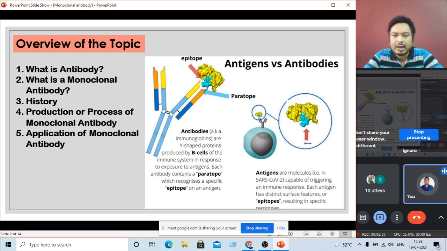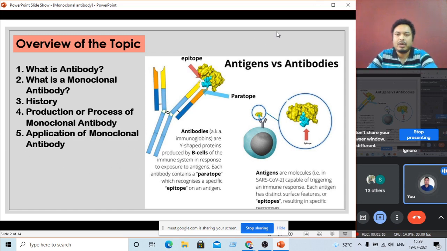So in this particular topic, we basically go for the different aspects. Number one, what is antibody? First we will discuss the different types of antibodies. Then what is a monoclonal antibody. Then the history, how the monoclonal antibodies were discovered by different scientists. And then the production, or the process of monoclonal antibody, how they are produced by different mechanisms. And last, the application of the monoclonal antibody.